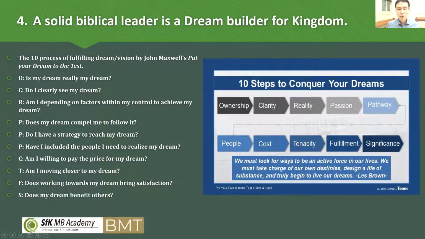We reviewed six components of leadership. L is a leader has levels, E is effectiveness, and A is attitude. So let's talk about the sound biblical leadership from D. D is a sound biblical leader has dream, has vision. So a sound biblical leader is a dream builder for the kingdom.